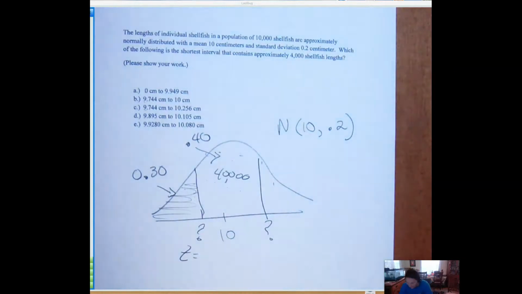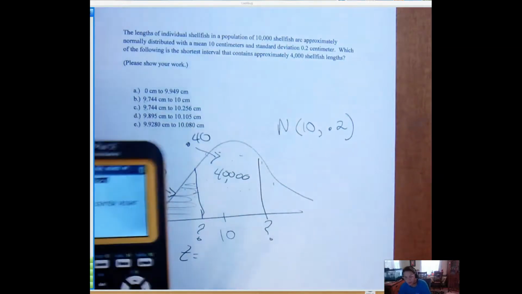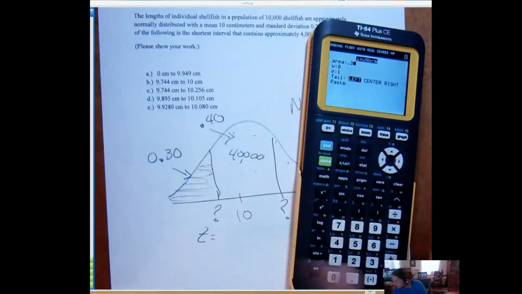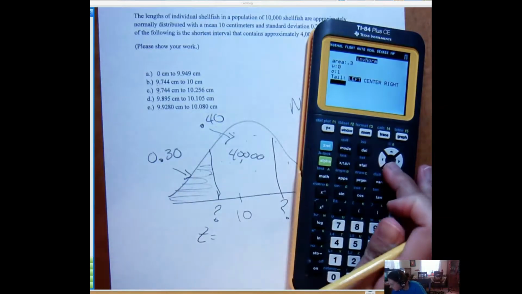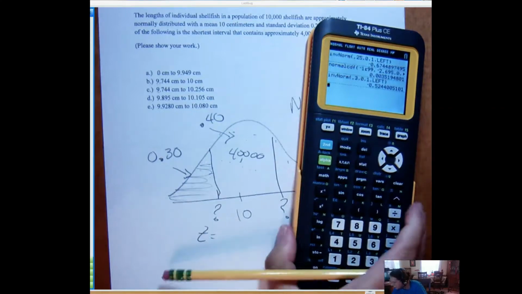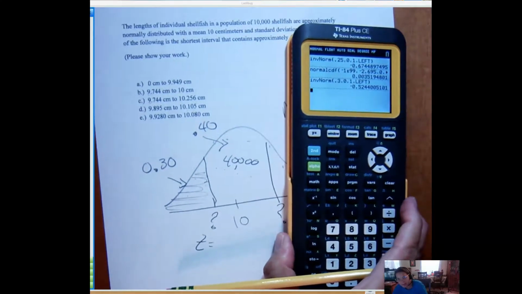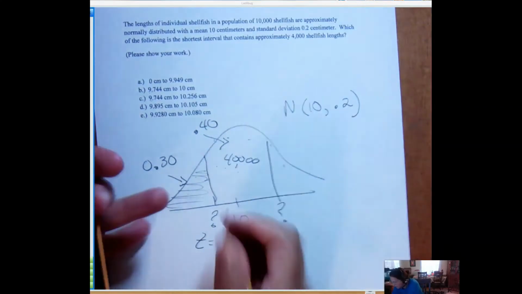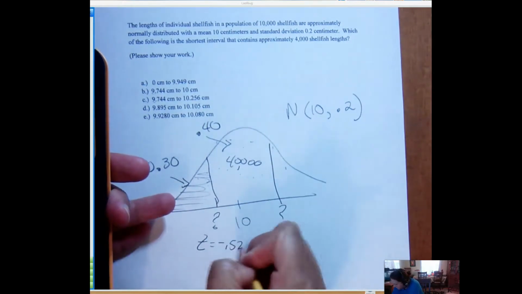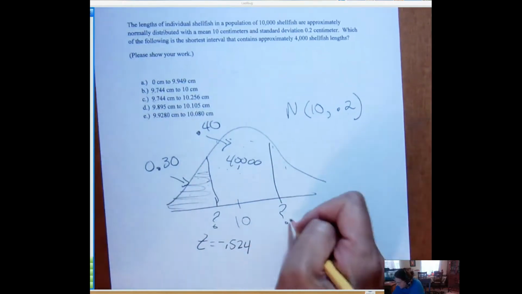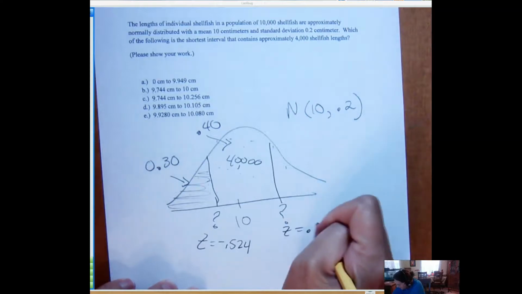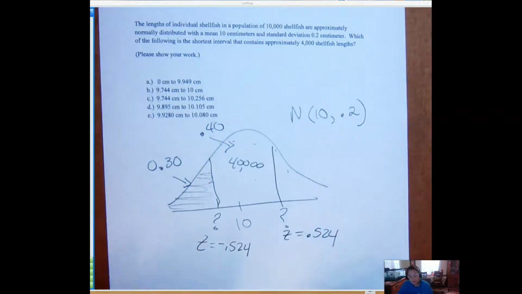Do this. I'm going to just go right to my calculator because that's what I have with me. And look up 30%. Let's get up to the right there. 30% to the left. And my z-score is about a half a standard deviation away. And then this z-score is symmetrical, so it's the positive z-score.